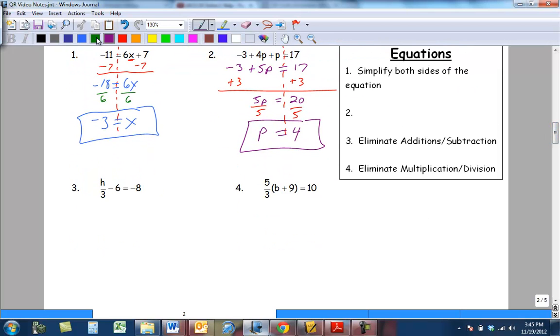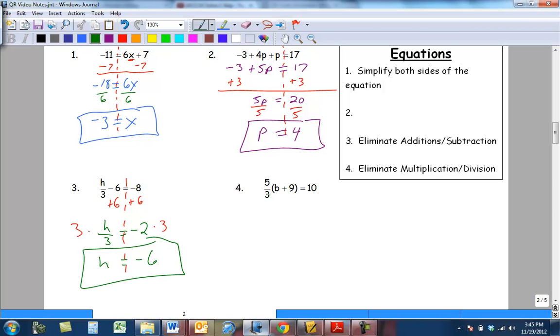All right, next example. Simplify both sides. Can't do anything. So we get rid of addition and subtraction. Add 6 to both sides. So now you've got h divided by 3 equals negative 2. Like I said, this is h divided by 3. So instead we're going to multiply by 3. H is negative 6.